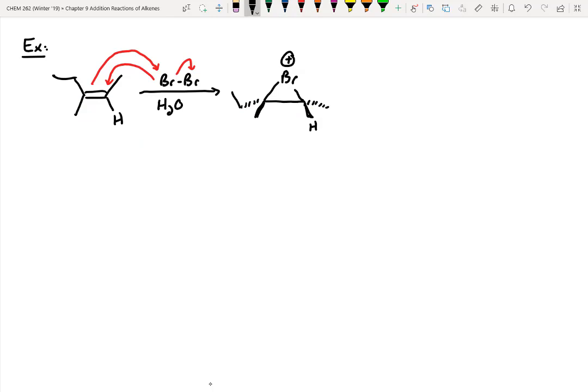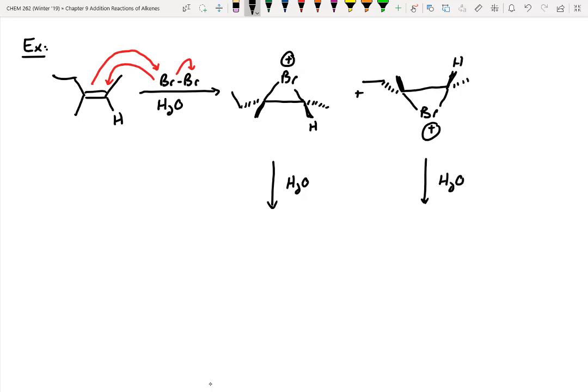Alternatively, we could show the bromine acting as a bridge underneath. And it could look like this. What's the relationship between these? Are they identical? No, they're enantiomers of one another. They're non-superimposable mirror images of one another. Okay, so now we've got these two enantiomers. We have water floating around that could react with either of these enantiomers.